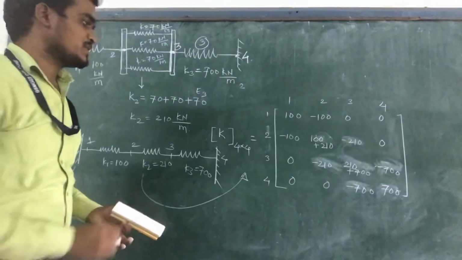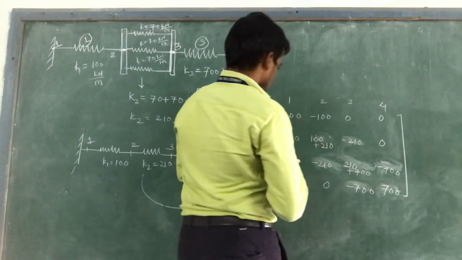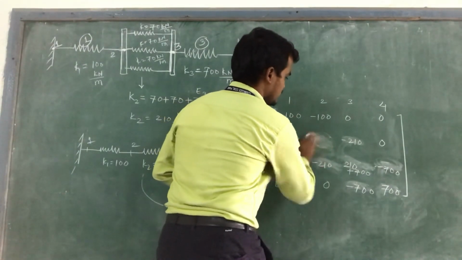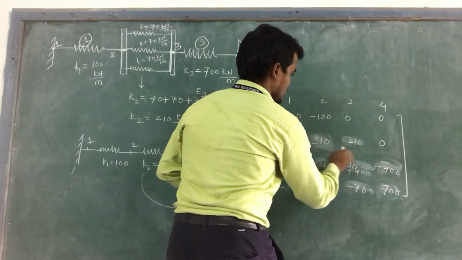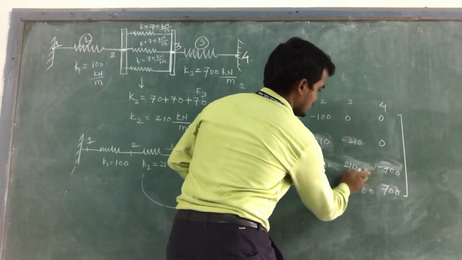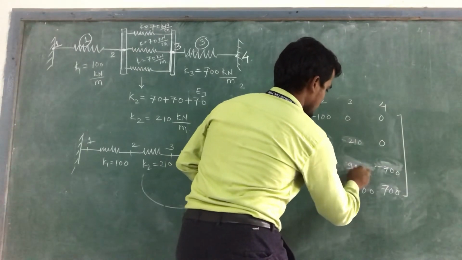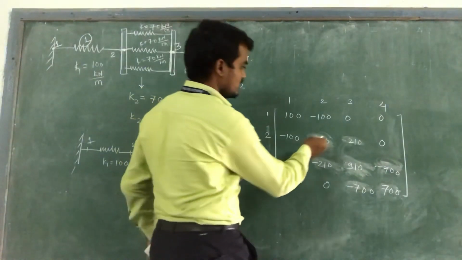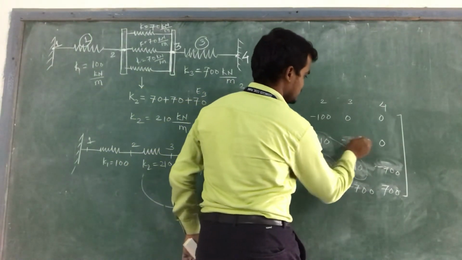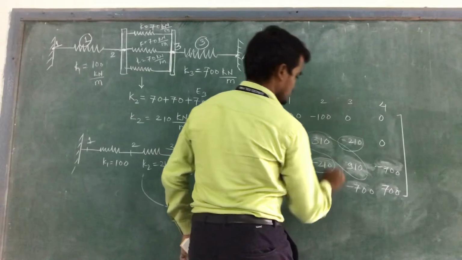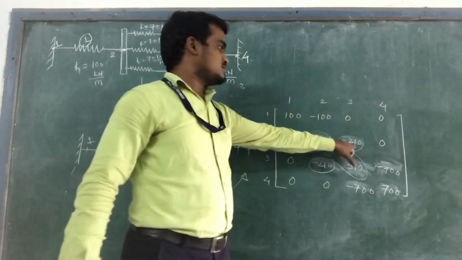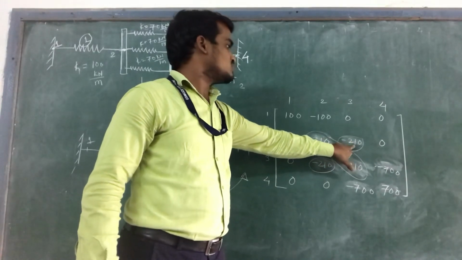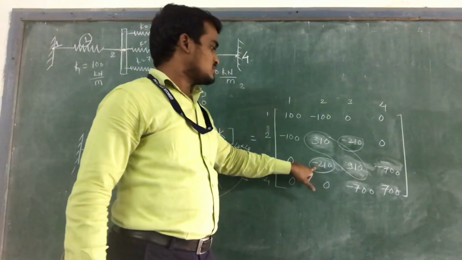So finally you will get the global stiffness matrix as 100 plus 210, 310, minus 200, 200 plus 700, 910. So these two values are changed as well as these values also changed, because initially there is only 700 kilonewton per meter, so it is changed to minus 200. It also changed to minus 200.